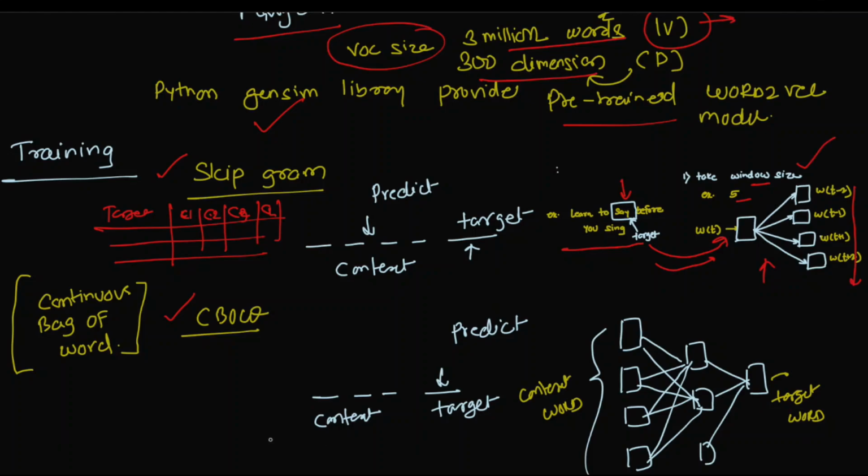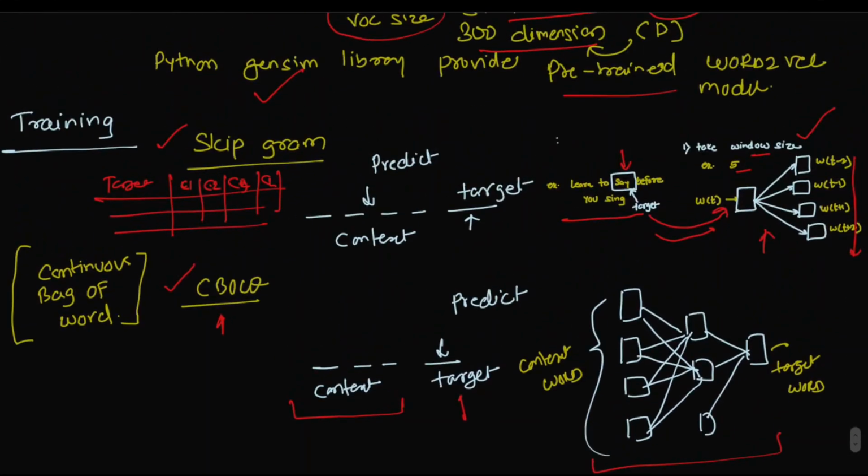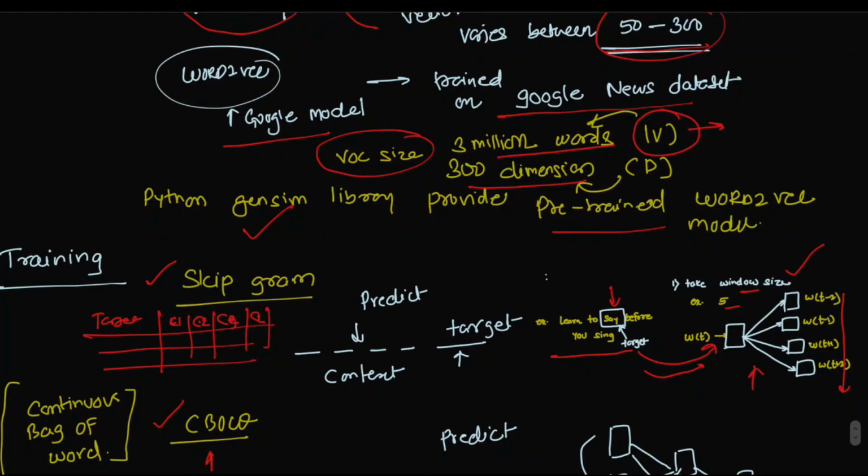Similarly, in CBOW you are passing the context words, exactly the opposite: you are passing the other words except the target, and you want to predict the target. So this is the architecture of CBOW. It follows the bag of words concept while doing the training. This way you can build the model.